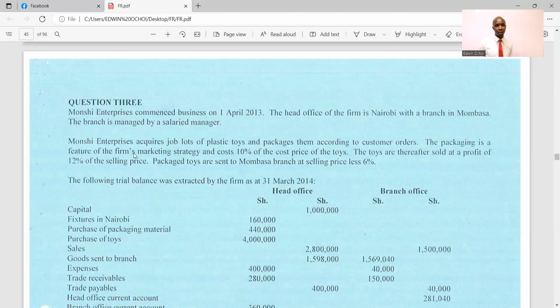We are concerned about the transfer and the sales to third parties: how the head office transfers the goods to the branch and how both the head office and the branch make sales. They said in that paragraph, the toys are therefore sold at a profit of 12% of the selling price. Packaged toys are sent to Mombasa branch at a selling price less 6%.